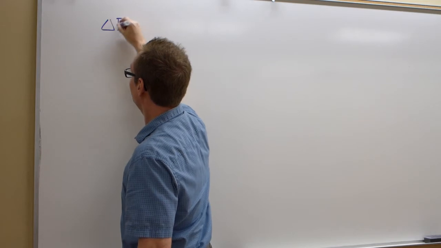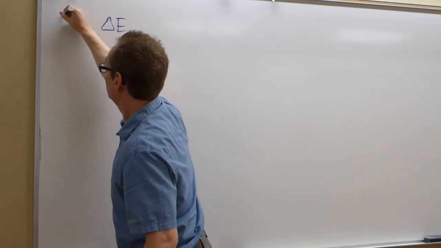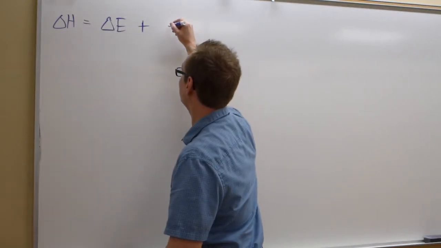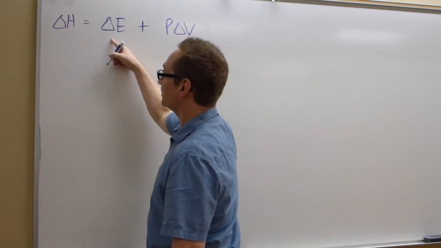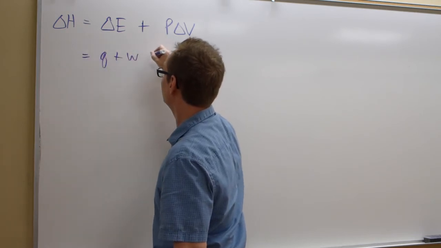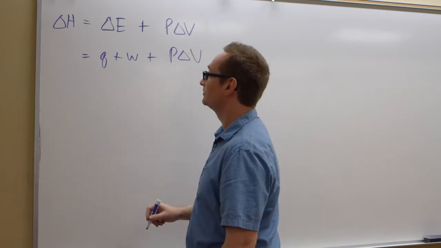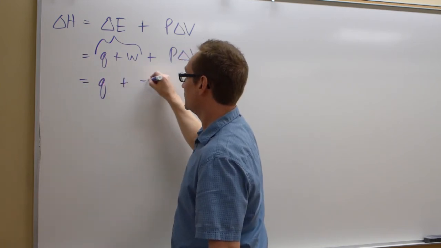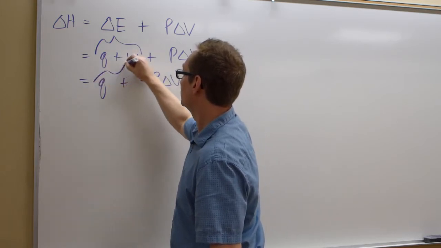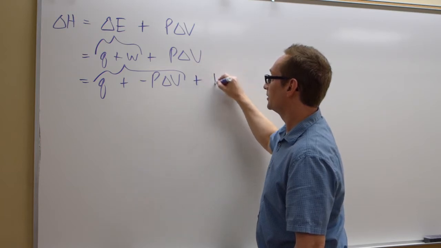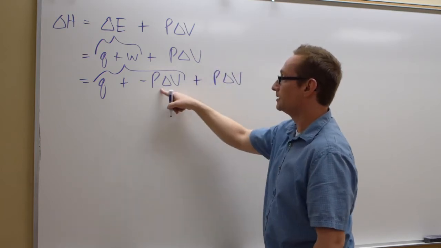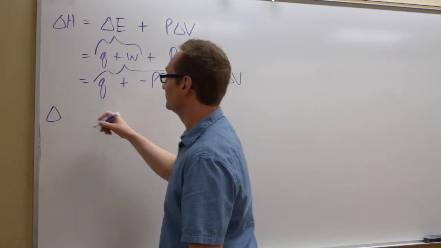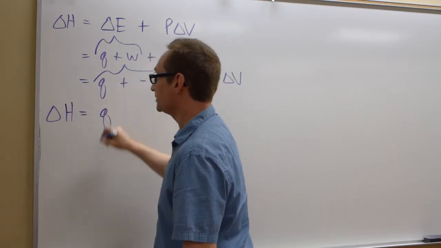So we know that delta H is equal to delta E plus P delta V. But we know that delta E is equal to Q plus W, which is Q plus negative P delta V, plus P delta V. Adding it to another P delta V here, this minus this plus that gets you 0, right? So ultimately, at constant pressure, delta H is just equal to Q.